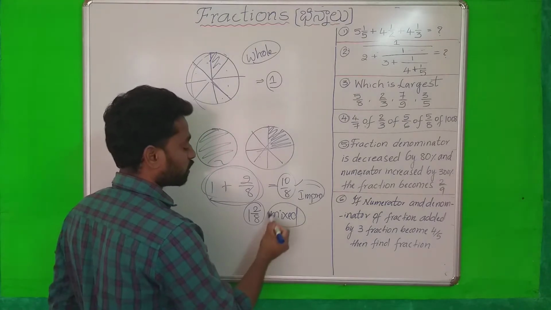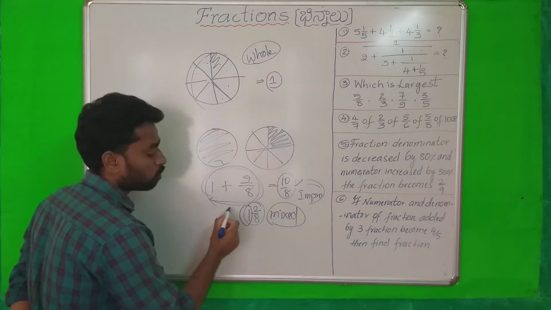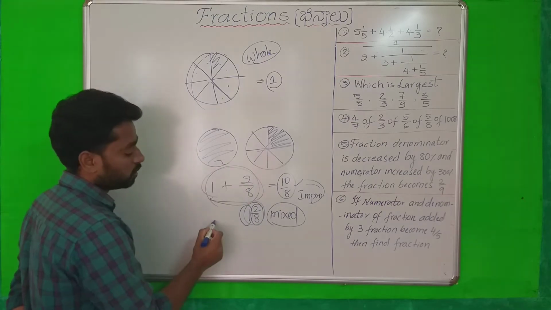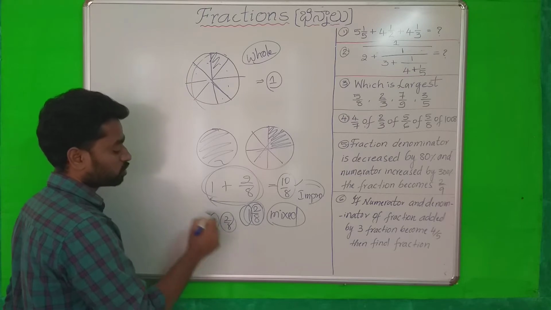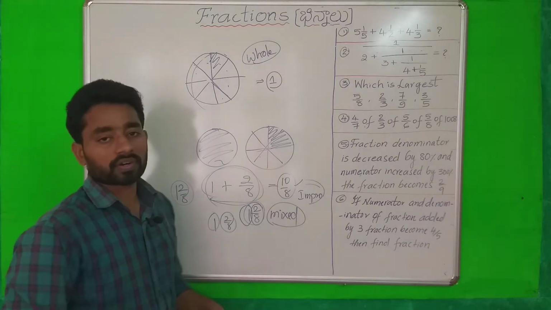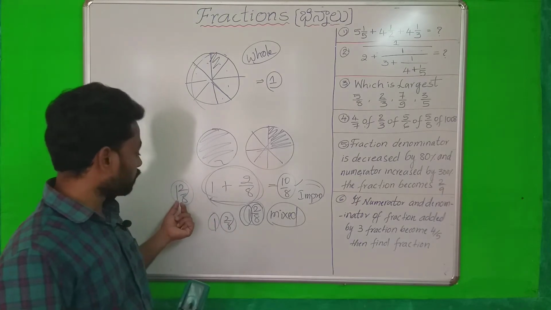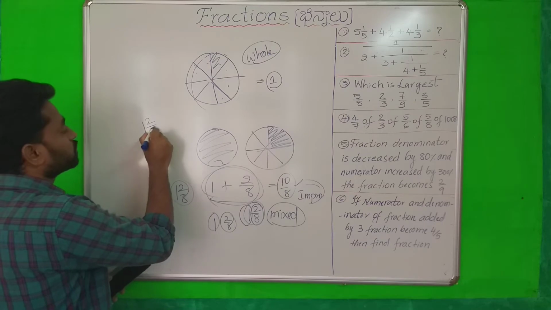This is a mixed fraction. Why do we say this is a mixed fraction? Because it has a whole part and a fraction part. 1 is called the whole part, and 2 by 8 is called the fraction part. So 1 and 2 by 8 is a mixed fraction, with a whole part and a fraction part.